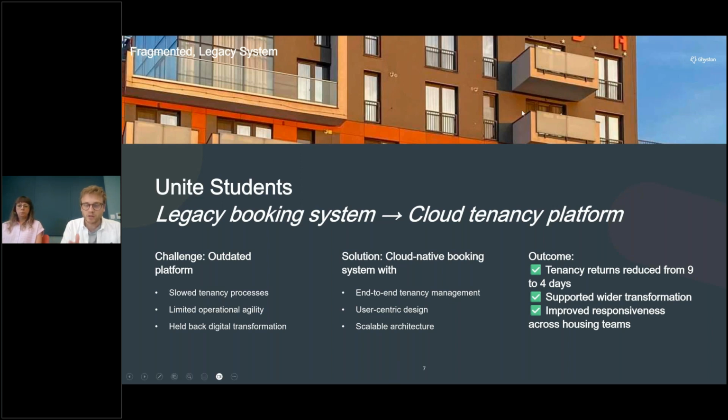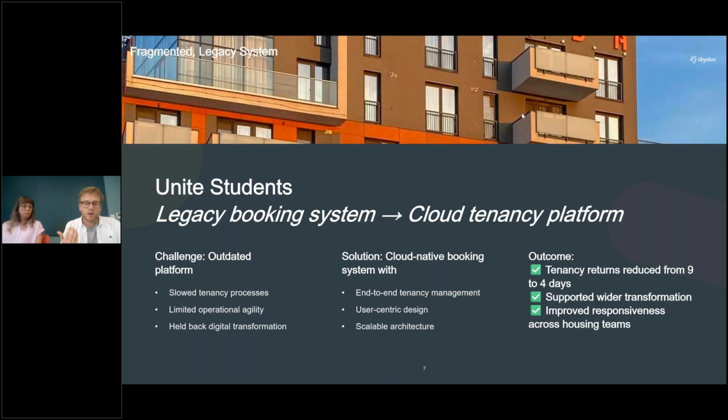Technology-wise, if anyone's really focused on technology, it was a single-page application using a Java Spring backend and a JavaScript front end. And the key to making this successful really was making sure that we used rigorous testing and continuous integration practices. In terms of results, it helped them drop their tenancy returns from 9 days to 4 days, so a huge gain in time there, and it helped sales conversions improve through the online tenancy function.